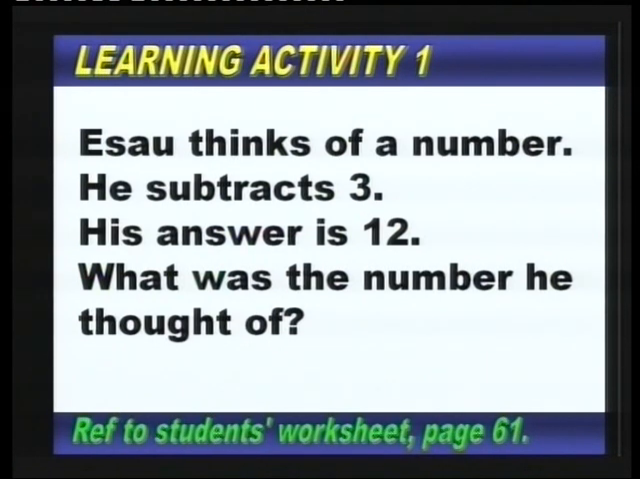Esau thinks of a number. He subtracts 3. His answer is 12. What was the number he thought of? Receiving students, can you give your answer? Policiela, can you tell us the answer? 15. Okay, good. Thank you, Policiela.